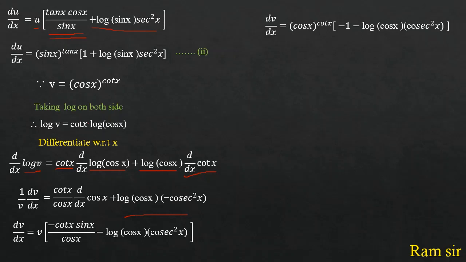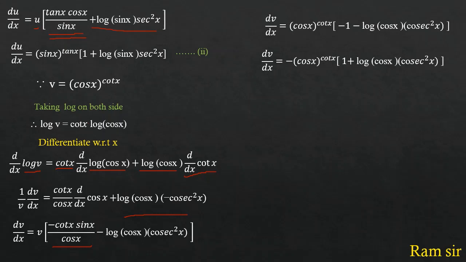And before that, as per the previous one, just as we wrote tan x multiplied by cos x as 1, similarly cot x multiplied by sin x divided by cos x is also 1. That means this term will again become 1. So we'll write our final answer as dv by dx is equal to cos x raised to cot x minus 1 minus log of cos x into cosec square x. So this is our answer. Now we are taking the minus sign out. That gives you your final answer of dv by dx is equal to minus of cos x raised to cot x multiplied by 1 plus log of cos x into cosec square x.